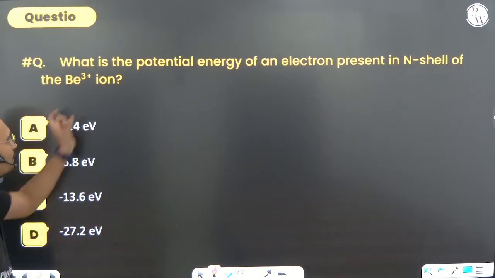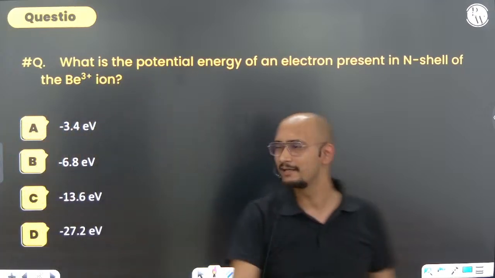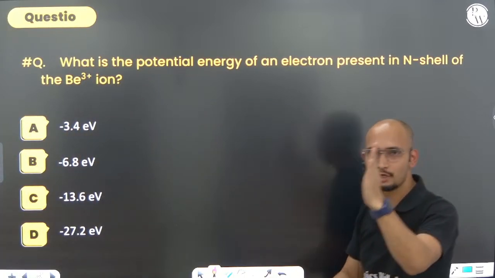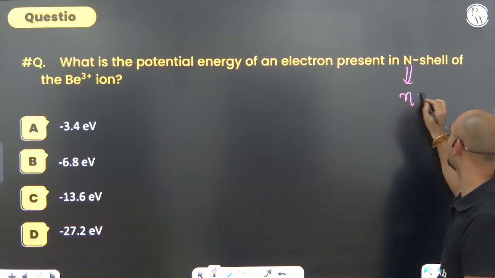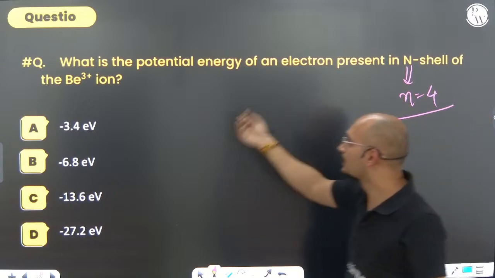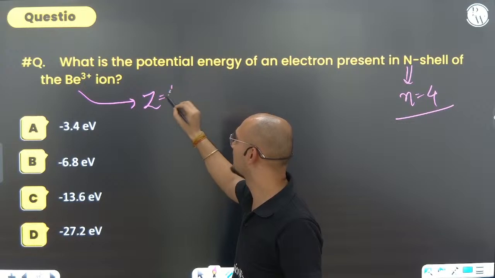Next one, what is the potential energy of an electron present in n shell? N shell means K, L, M, N, remember? K is first orbit, L is second orbit, M is third orbit, N is fourth orbit. So n value is equal to 4 of beryllium plus 3. So what is the value of Z? Z for beryllium is 4.